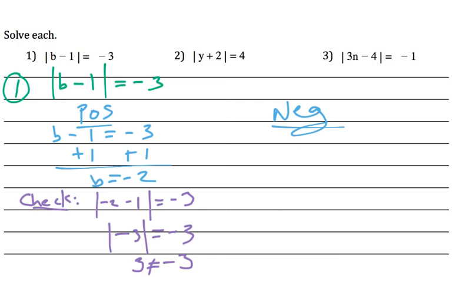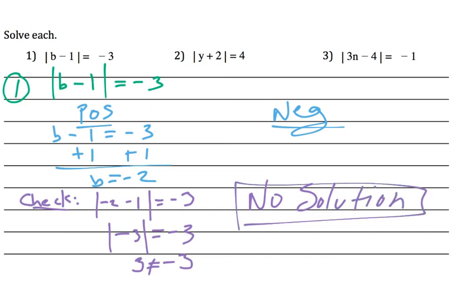Now, if that's clear to you, then we can just simply jump to the end of this problem and write no solution. Because even if I were to work this one out too, it would be the same situation. I wouldn't end up saying that anything can give me a negative result. So anytime you take the absolute value of something, you will never get a negative result. So these are going to have no solutions.